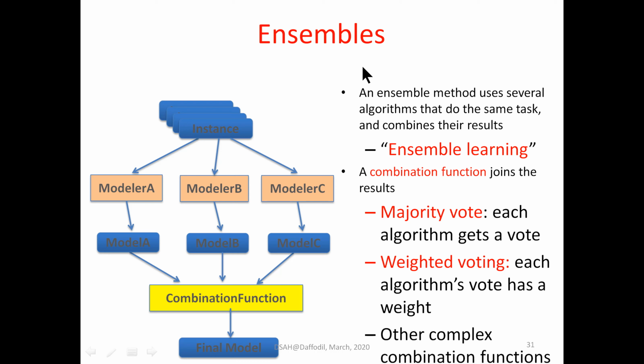So ensemble is a method. Ensemble is very important for our final exam also, just for a representation. Ensemble is a method which uses several algorithms that do the same task and combines the results. So what happens? We have different modelers. From the same instances, we create different models and combine them together, ultimately to have a very powerful classification. So for the combination function that joins them, we have a majority vote. Each algorithm gets a vote. Weighted voting, there are two types: majority voting or weighted voting. Each algorithm's vote has a weight.